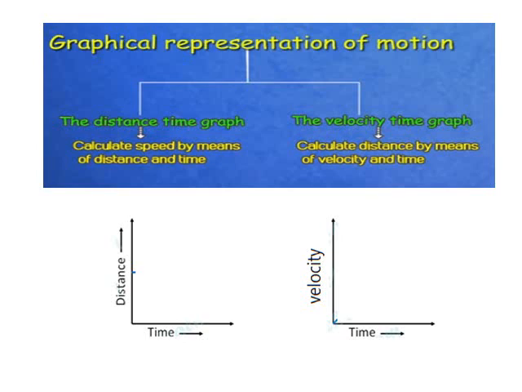One is the distance time graph. The other one is the velocity time graph. In the distance time graph, distance is taken on the y-axis and time is taken on the x-axis. Similarly, in the velocity time graph, velocity is taken on the y-axis and time is taken on the x-axis. Here are the blank graphs being shown. You can see a similarity in the x-axis. Always, time will be represented on the x-axis.